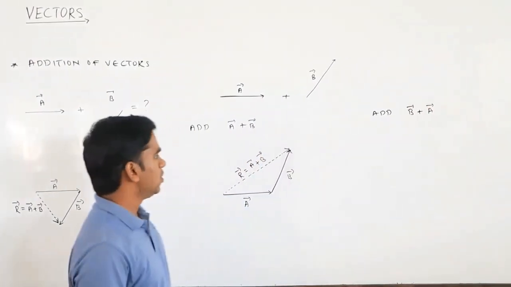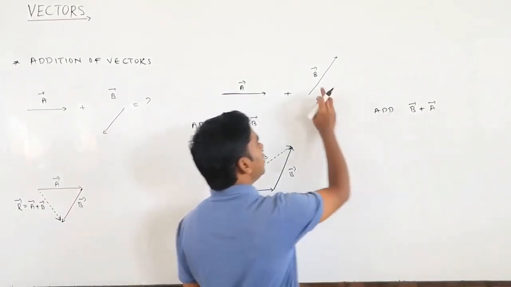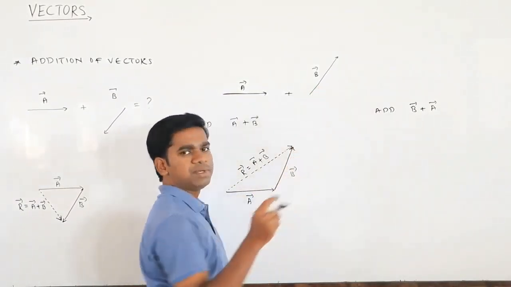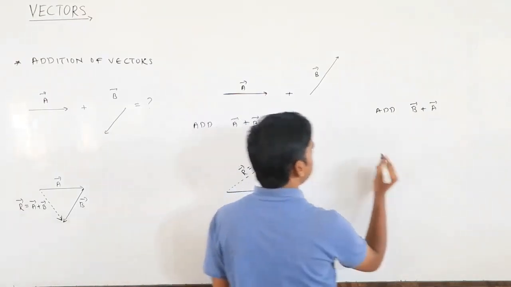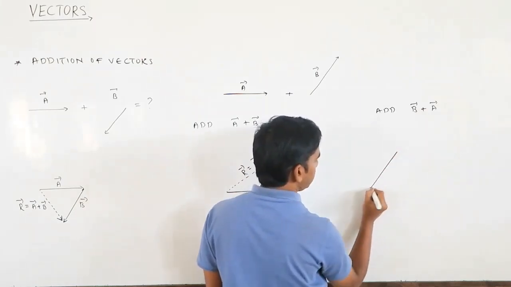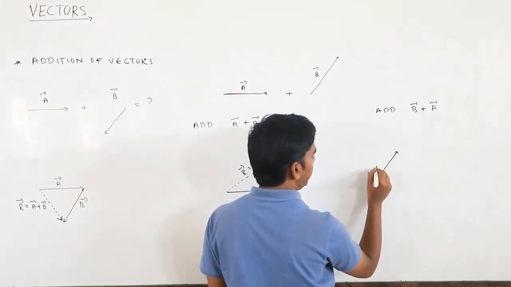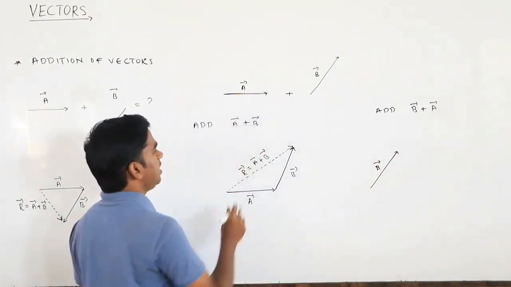B plus A means first you have to take B. This is vector B. The first step is to draw the given vector as it is. So first you draw B as it is. This is going to be vector B. What you want is B plus A. Where is A? A is here.